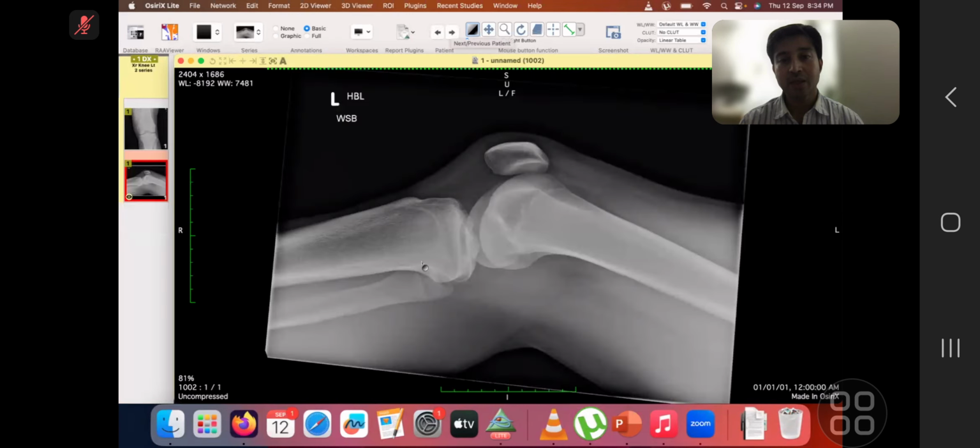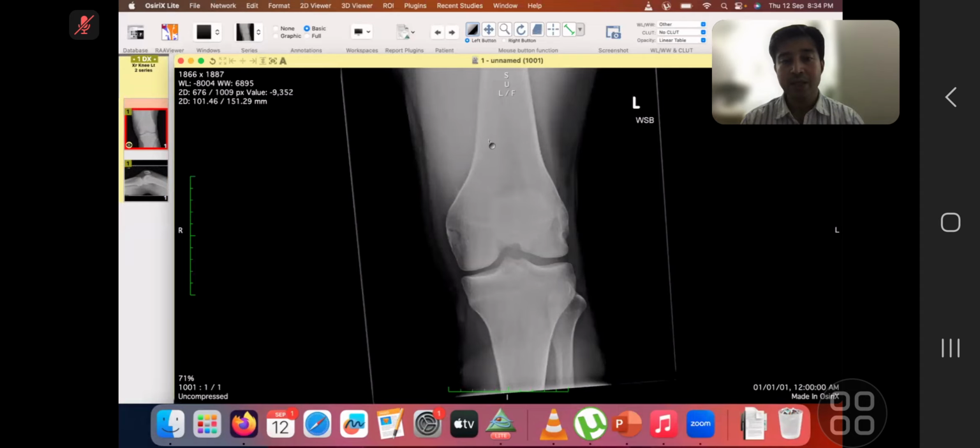Yeah, so this one, you see, this is a patient with history of trauma. This is an AP view of the knee, and you see this lesion over here. There's a lucent line which is surrounding this lesion, so there is a defect over here. So this is a fracture of the medial femoral condyle.